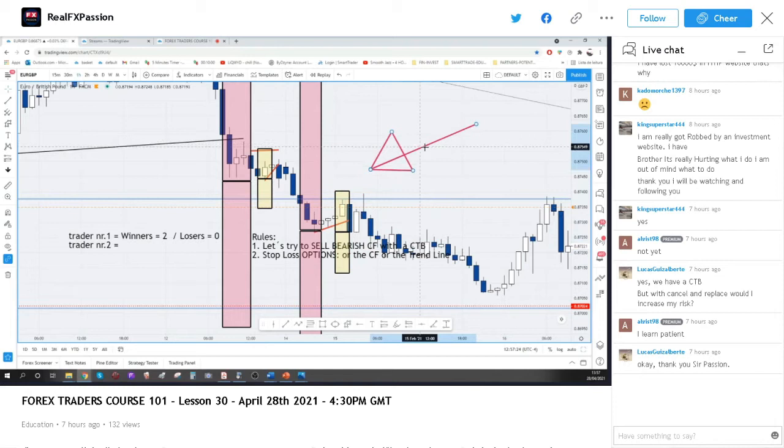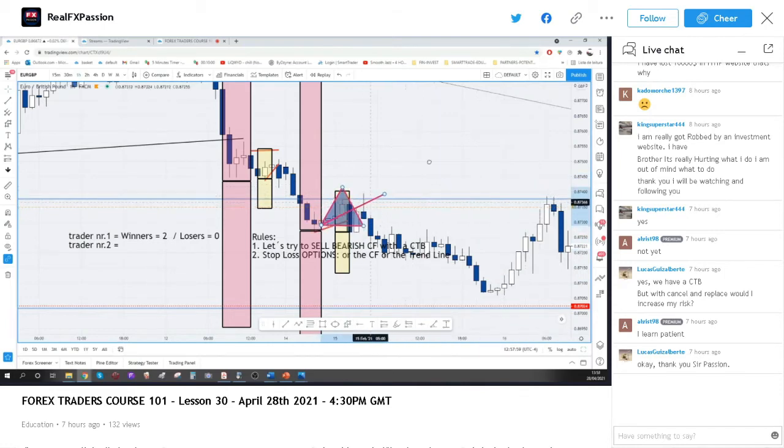Why is that? Because we have a concept that says don't let a winning trade, don't let a winner turn into a loser. So if this was the entry from both traders, and this is from trader number 1, he's going to put the stop loss above the candlestick formation, and this was the take profit. Trader number 2 would enter at the same place, but stop loss above the downtrend line.